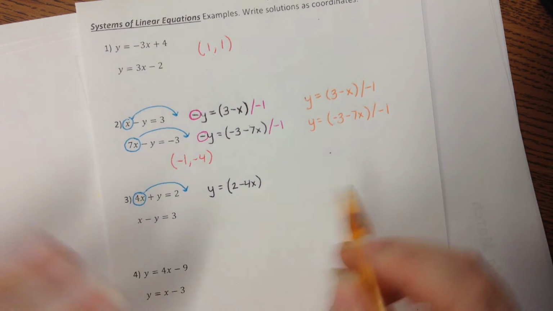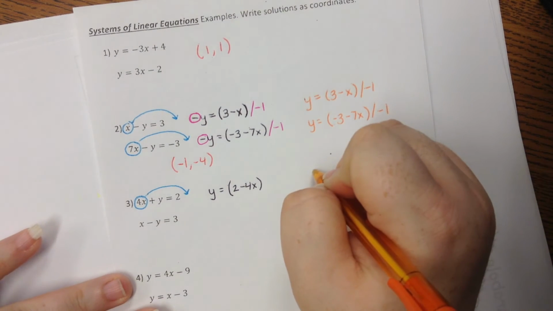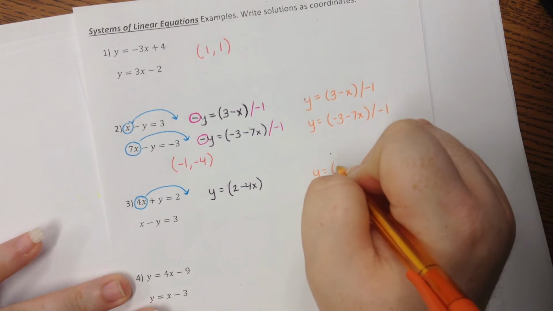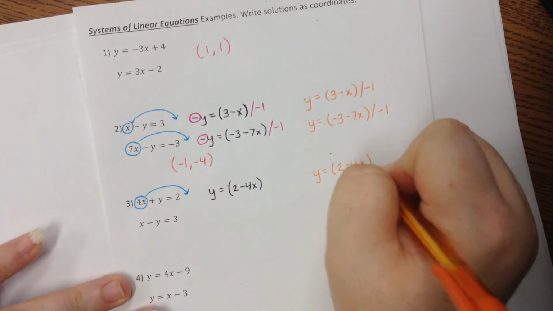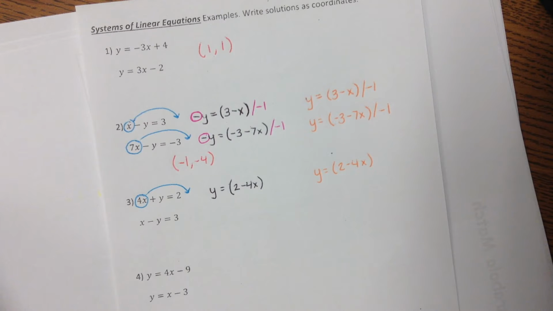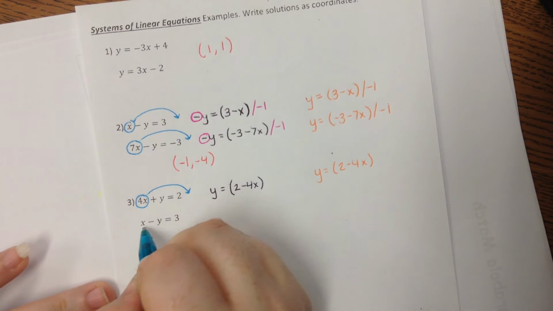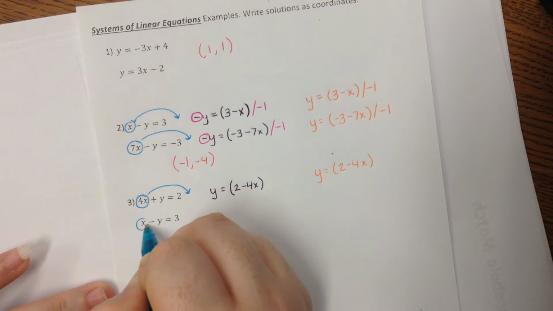So my orange equation that I'm going to type into the calculator is y equals parentheses 2 minus 4x, close parentheses. On the second one, I have an x and y together, so I do need to move my x.